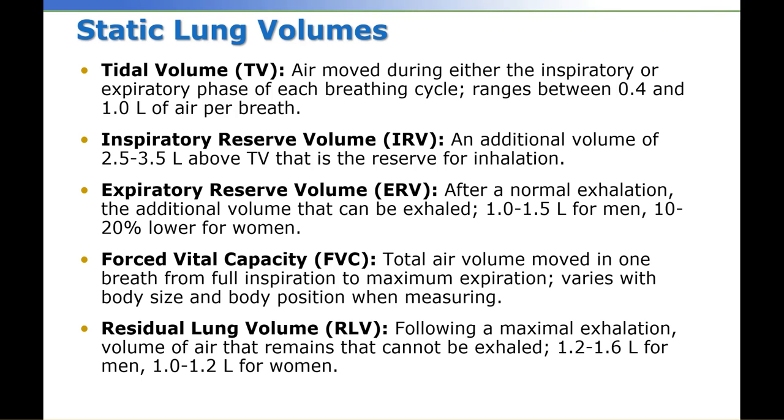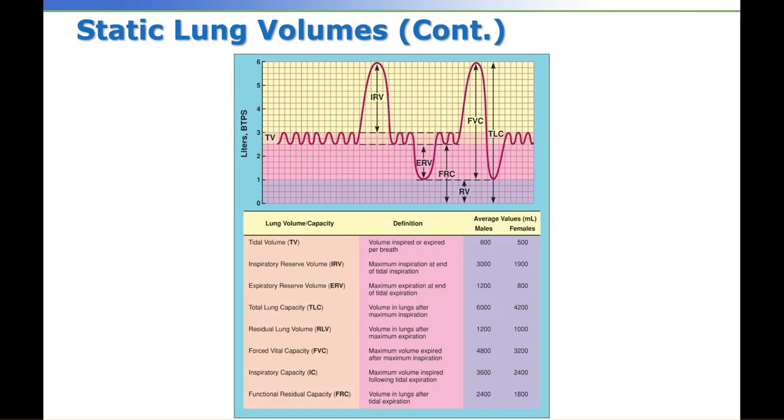Forced vital capacity is the total air volume moved in one breath from a full inspiration to max expiration. It varies with body size and body position when measuring. Residual lung volume following a max exhalation is the volume of air that remains and cannot be exhaled. After your expiratory reserve volume, the residual lung volume is what's left in your lungs, which is 1.2 to 1.6 liters for men, 1 to 1.2 liters for women. And this just shows what that is.